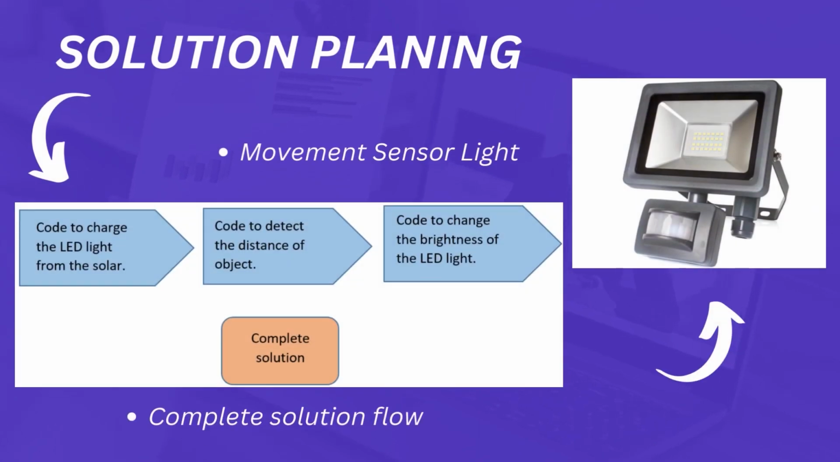So for our solution planning, we have first, code to charge the LED light from the solar, the second code is code to detect the distance of the object, and the last one is code to change the brightness of the LED light.